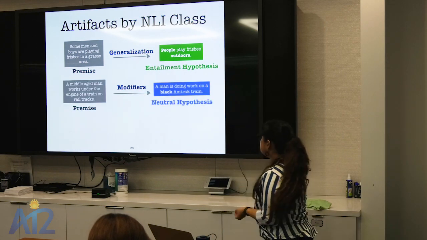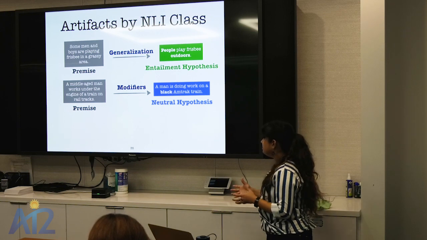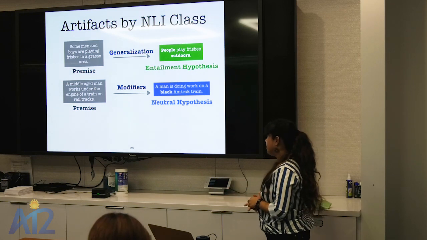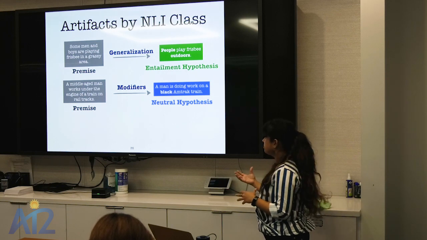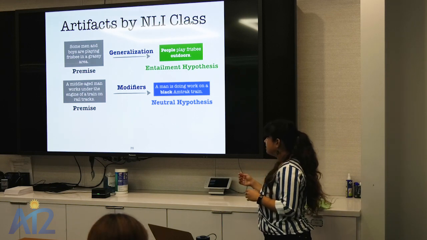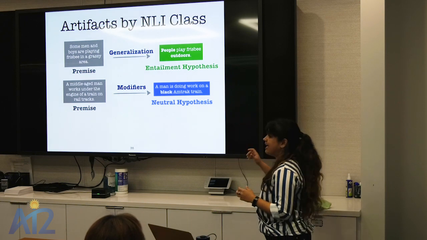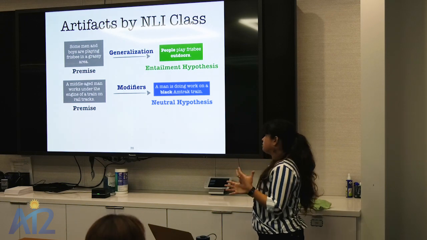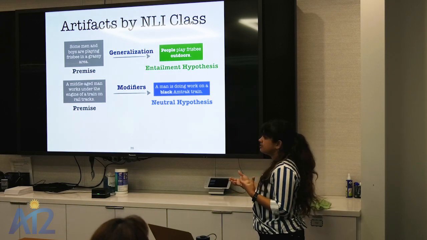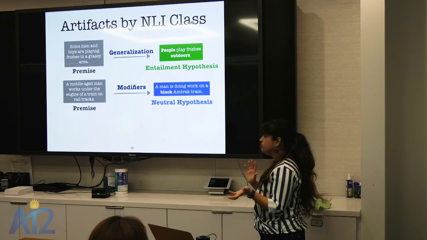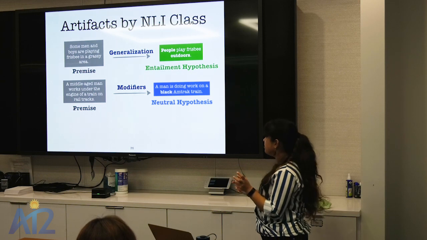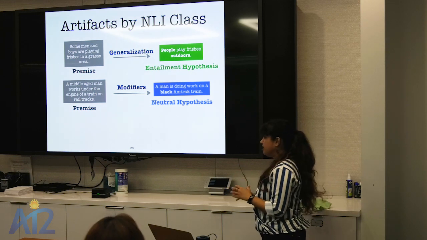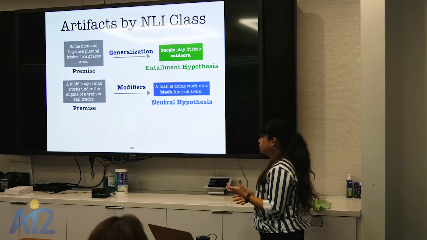In the case of the neutral examples, it's the opposite trend. Here we add more information into the neutral hypothesis. So "a train" becomes "a black Amtrak train," which modifies the sentence in ways which you may or may not be able to tell. Whenever you see these kinds of modifiers, lots of adjectives, it was a good indicator that it could be a neutral sentence.